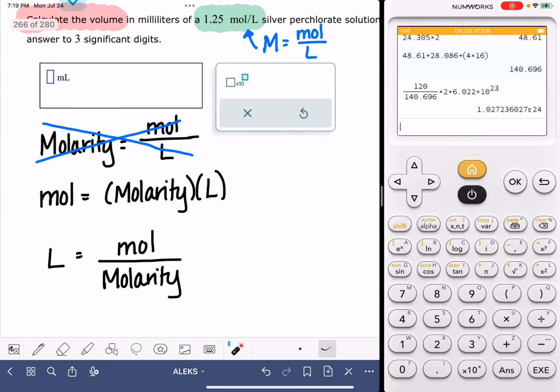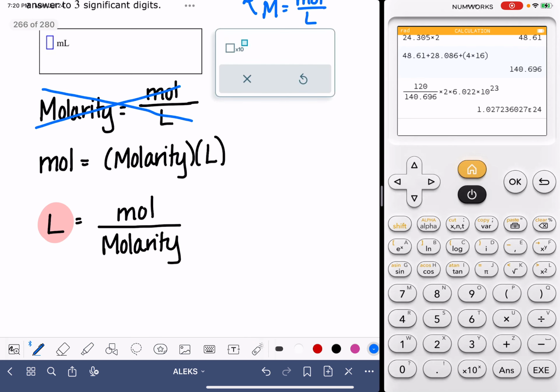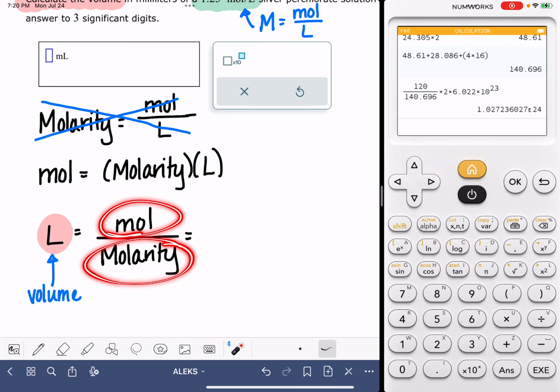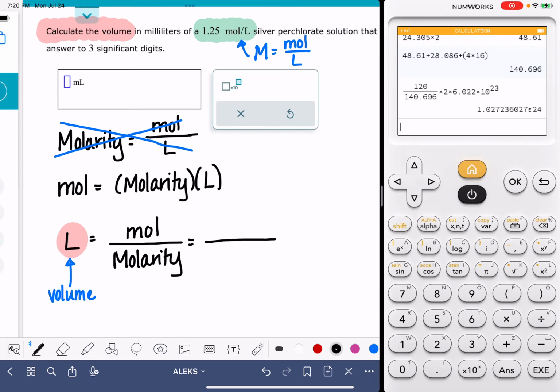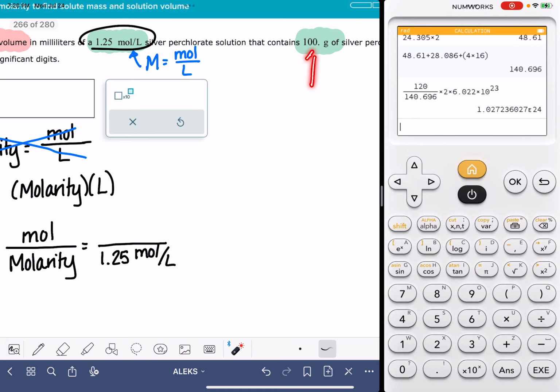Of the two equations I have available, this equation is going to be the most useful, because it solves for liters, which is a unit of volume. To use this equation, I am going to plug in the number of moles, divided by the molarity. I know for sure what the molarity is: it's this 1.25 moles per liter. But I don't have the number of moles. What I do have is the mass.